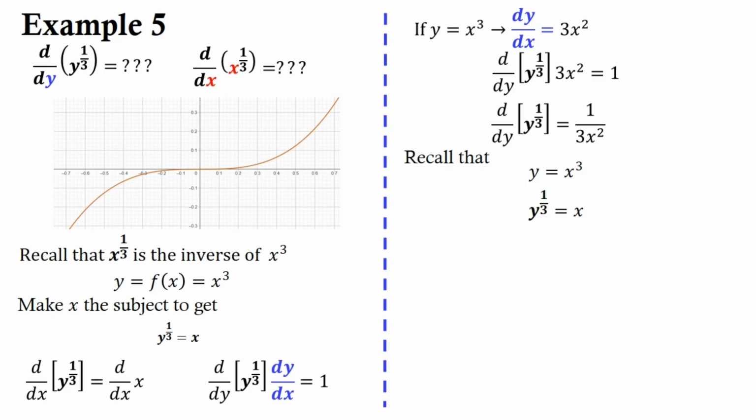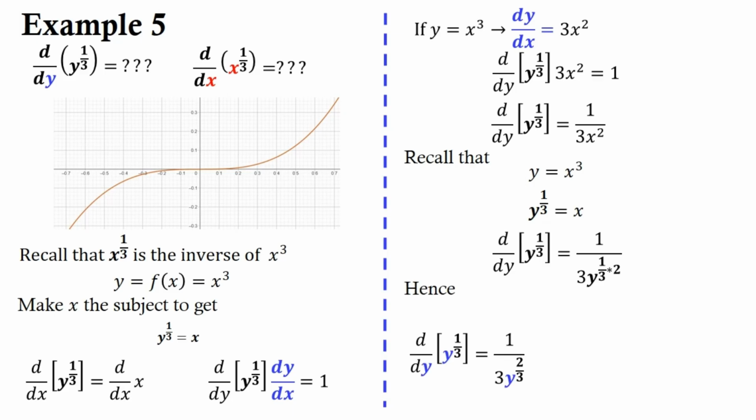Then we divide both sides by 3x squared. That will give us 1 over 3x squared. Then we substitute y equals x raised to power 3. When we do that, we realize that what we have on our left-hand side, which is d/dy of y raised to power 1 over 3, gives us this. So if we replace y with x, you now see that it's possible for us to find the derivative of an inverse function using this procedure.